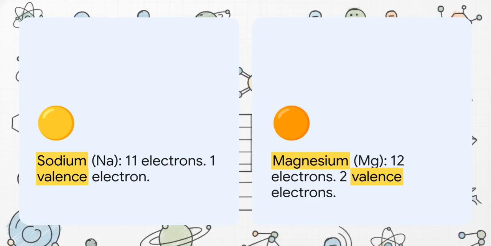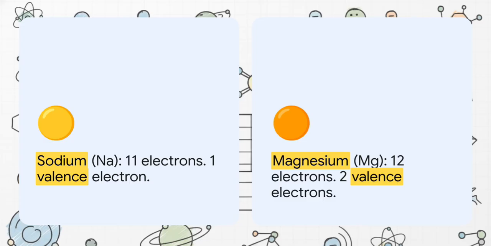And this right here brilliantly illustrates valence electrons, which are the absolute VIPs in the outermost shell. Look at sodium on the left. It has 11 total electrons. 2 go in the first shell, 8 in the second, which leaves exactly 1 lonely electron in the third shell. That outer guy is the valence electron. Now look right next door at magnesium. 12 total electrons, so it ends up with 2 valence electrons in its outer shell. These specific valence electrons are absolutely crucial because they dictate exactly how an atom is going to react and bond with other elements.